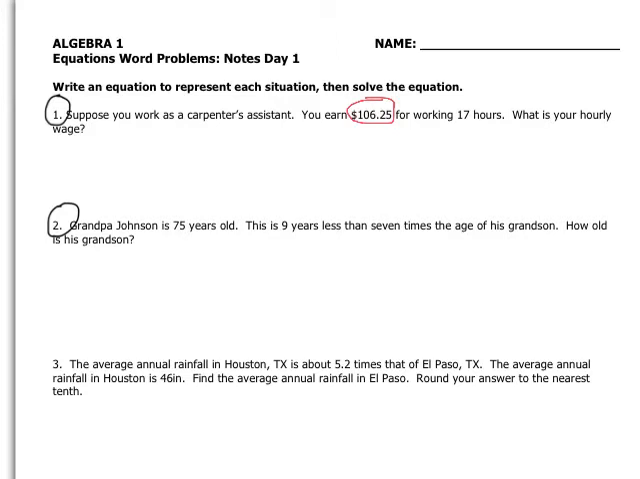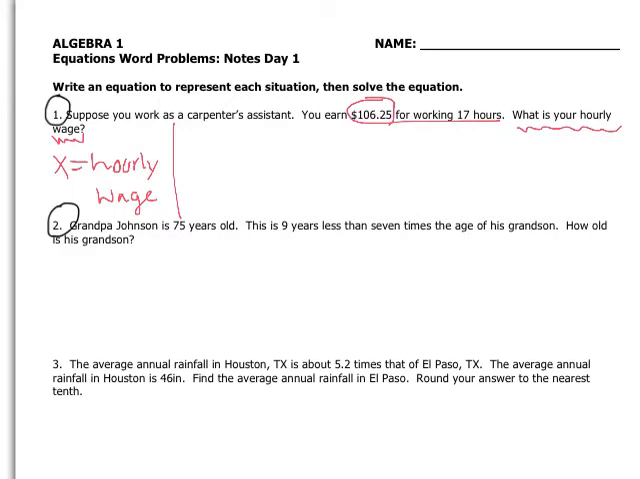For working 17 hours. Then it asks the question, what's your hourly wage? I always like to squiggle under the question, because the answer to that question is going to be my variable. So if it asks me what's your hourly wage, then x equals hourly wage. All right, so I first identify my variable.